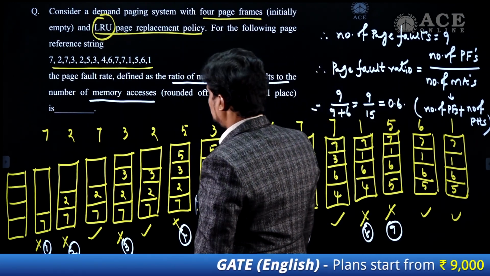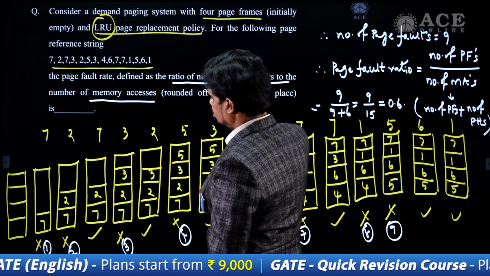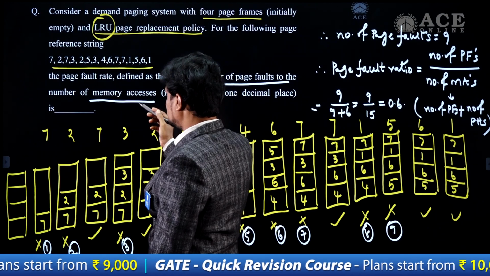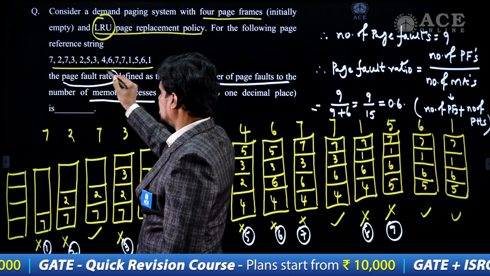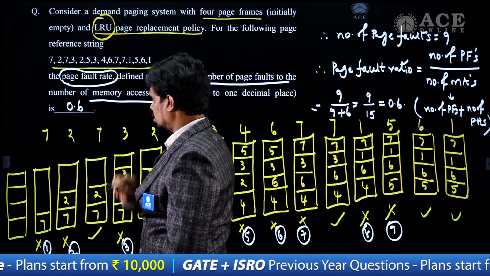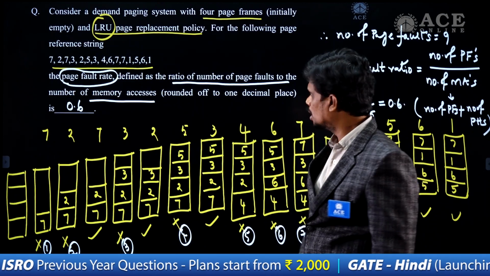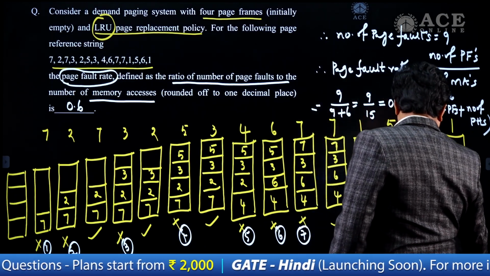So 0.6 is the ratio of the number of page faults to the number of memory accesses, which indirectly means it is asking for the page fault rate. So the page fault rate is 0.6. So 0.6 is the answer for this question. Okay, right. So now we are moving to the next question.